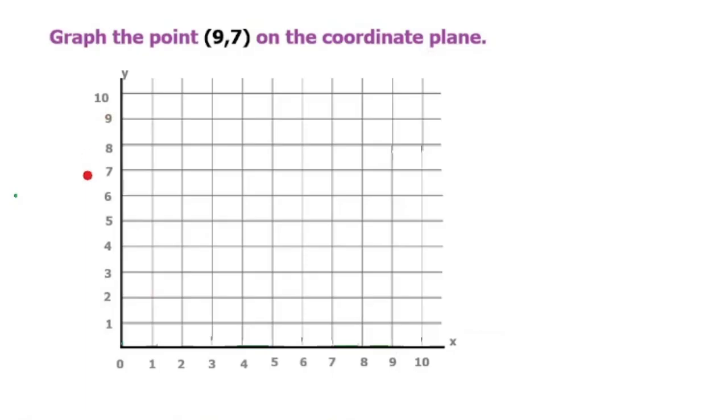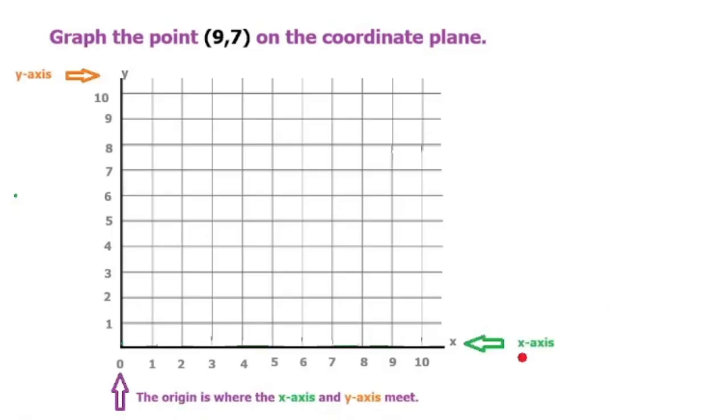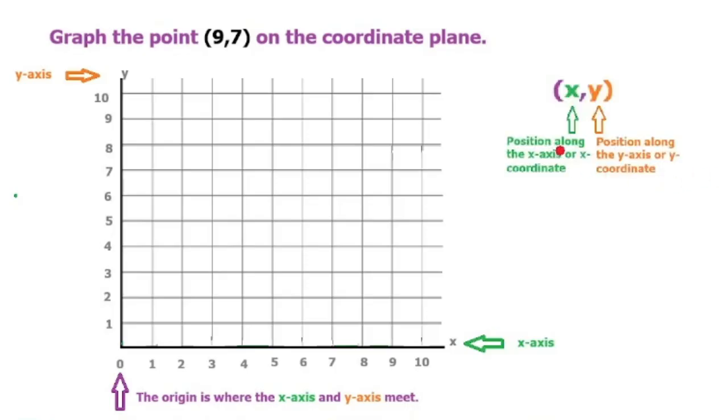It's just a graph and it has an x-axis and a y-axis. So this is the x-axis, this is the y-axis. This is the origin. The origin is where the x-axis and the y-axis meet. Okay? So we have a point (x, y). X is the position along the x-axis or x-coordinate, and y is the position along the y-axis or the y-coordinate.